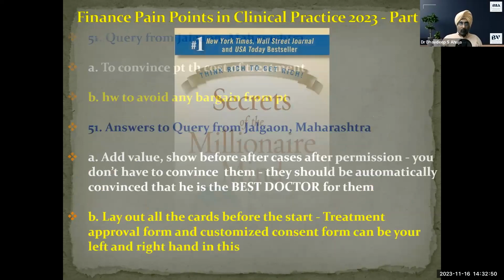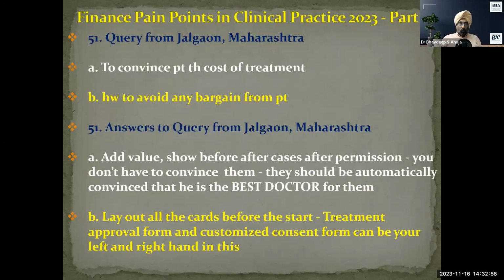So query number 51 from Jalgaon, Maharashtra. Convince patient the cost of treatment. How to avoid any bargain from patient. The question is, you don't have to convince the patient. The patient should automatically get convinced that you are the best doctor. How do you do that?